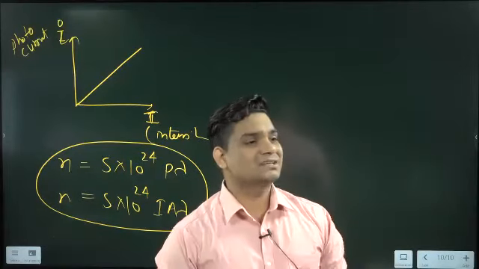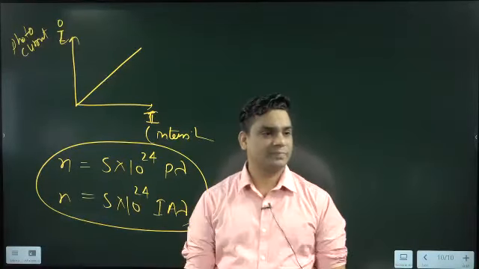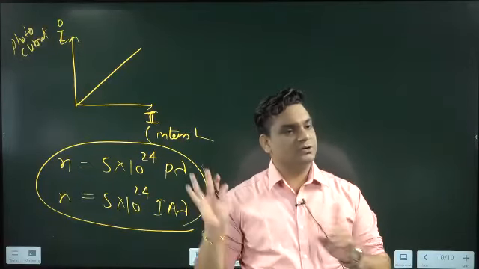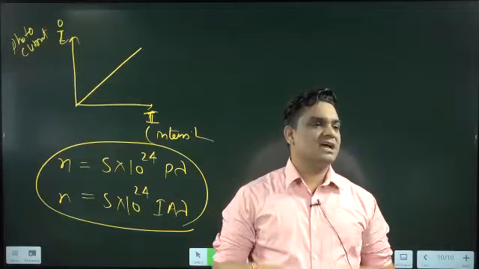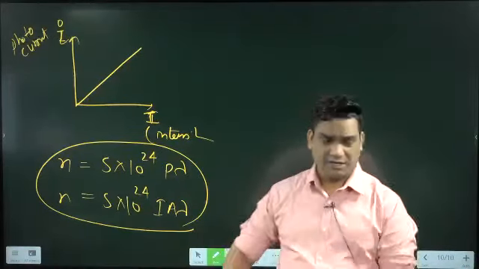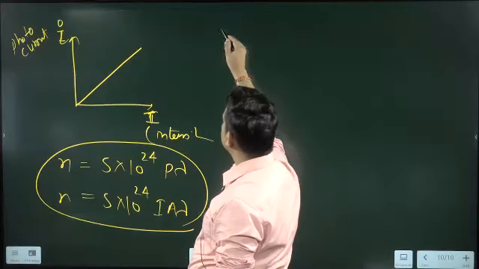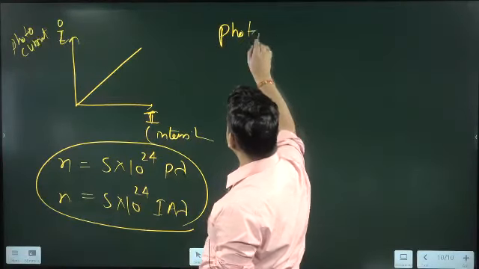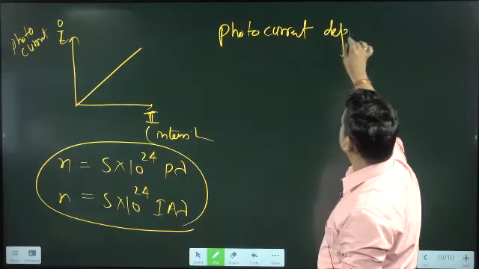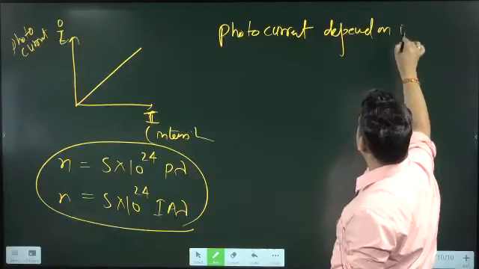Okay, so if I ask, current depends on which factor? Current depends on your intensity. Okay, if I ask saturation current or normal any current, then we can say it depends on the intensity. Okay, so you have to remember, photocurrent depends on intensity.